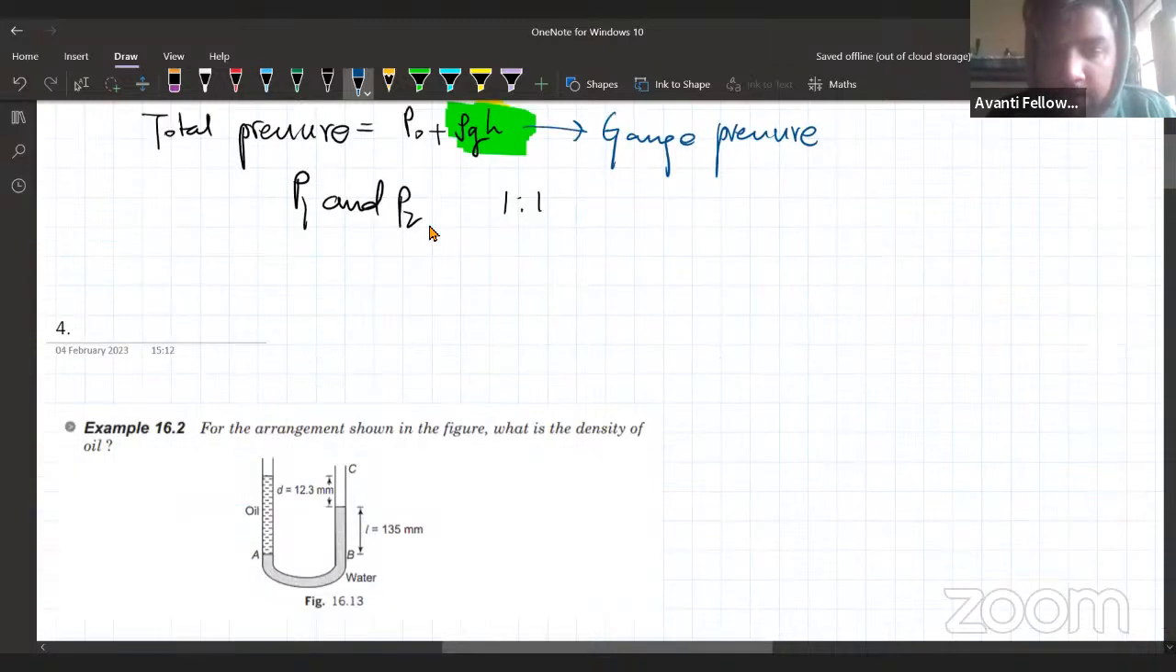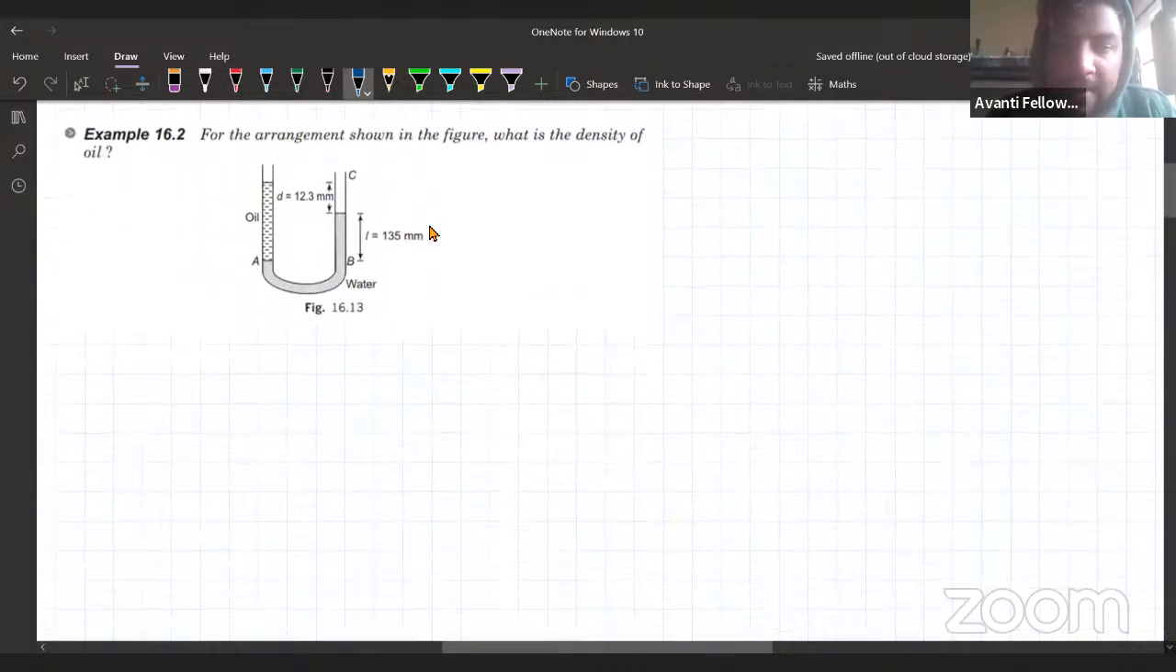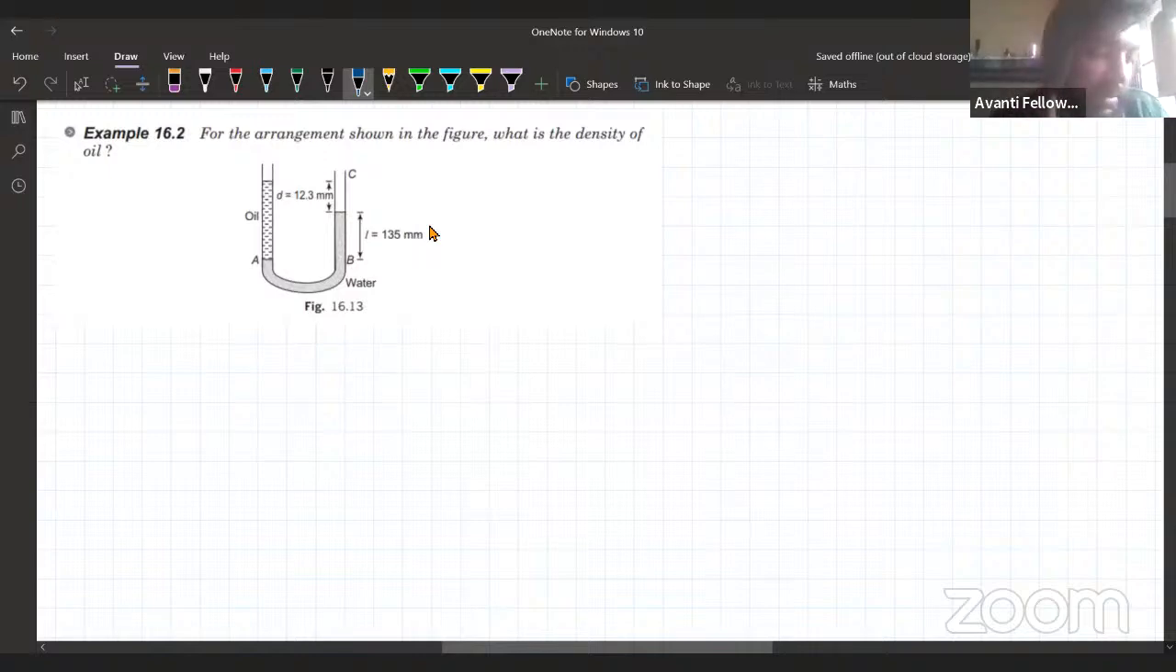I'm giving you 5 minutes to solve this question. I'll explain the question first. For the arrangement shown in the figure, what is the density of oil? You have to calculate the density of the oil. I'm giving you a hint: the pressure at this point and the pressure at this point will be equal, at the same horizontal level. Just equate these two pressures and you'll get your answer. Come on, try this question.